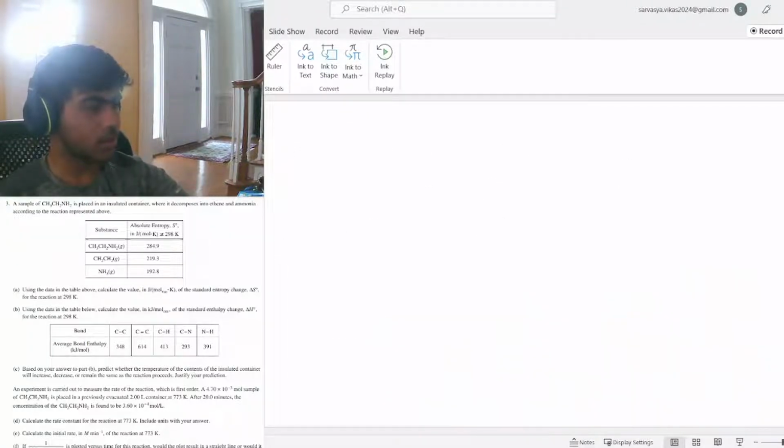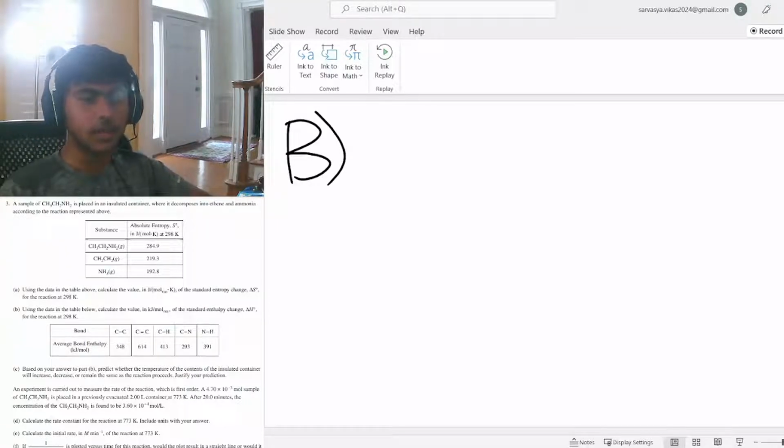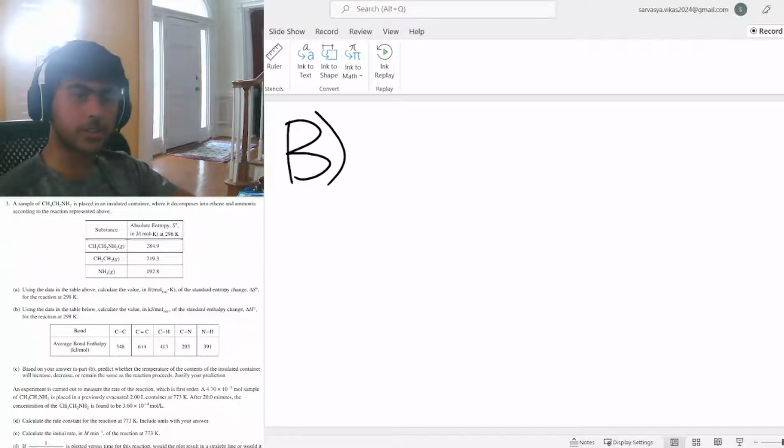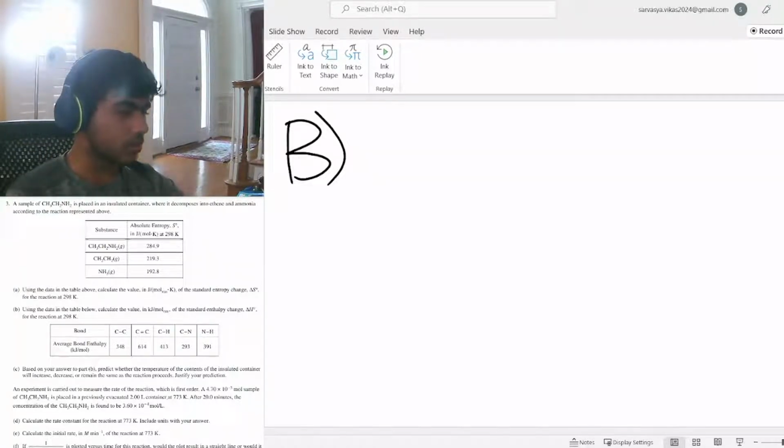All right, part B says, using the data in the table below, calculate the value in kilojoules per mole of the standard enthalpy change, delta H, for the reaction at 298 Kelvin. So here we have the bonds for a single bond between two carbons, a double bond between two carbons, a CH single bond, a CN single bond, and an NH single bond. Let's draw some of those structures out, and we can think about how we're going to do this question.